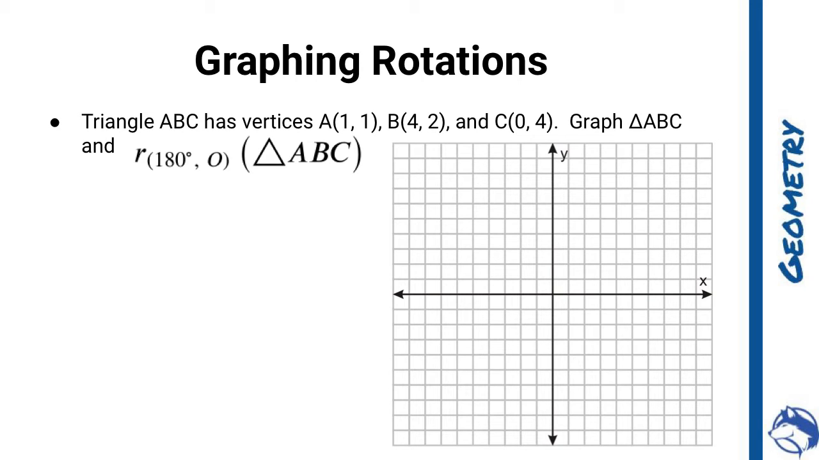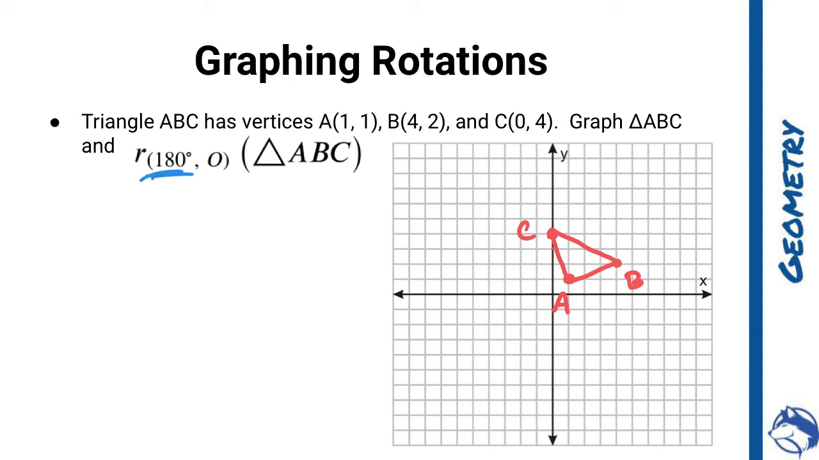So first things first, when we graph rotations, they're oftentimes going to tell you to graph the original triangle. So what I do is I always want to make sure that I label my points here. So I'm going to graph the original in red, and I'm going to label each of the points. All right, so I get a triangle that looks like that.